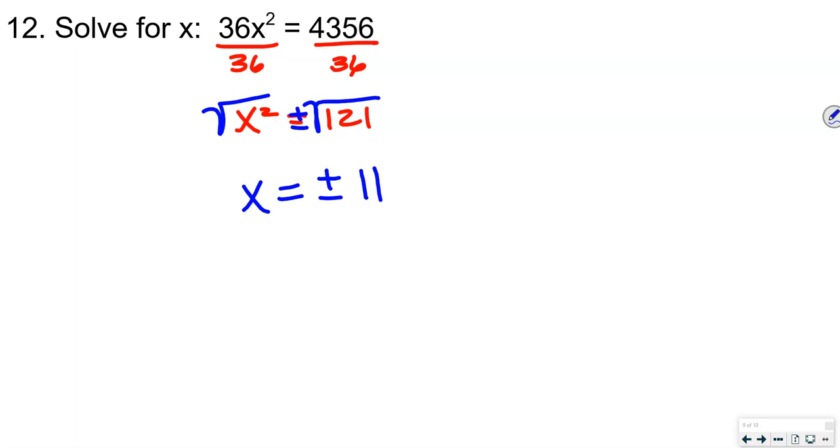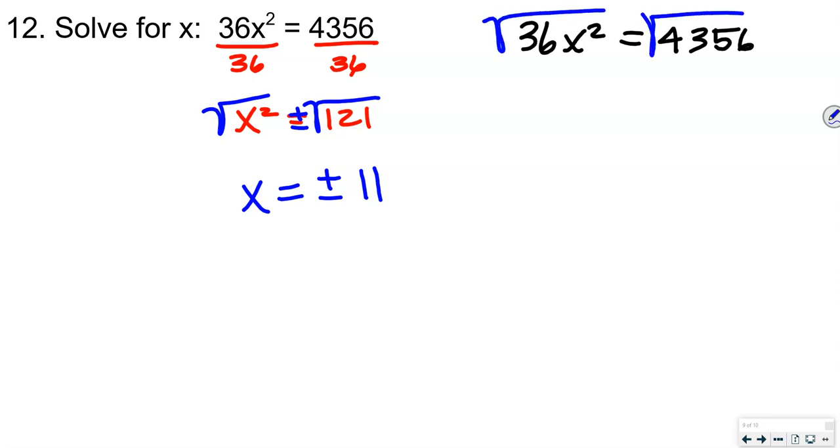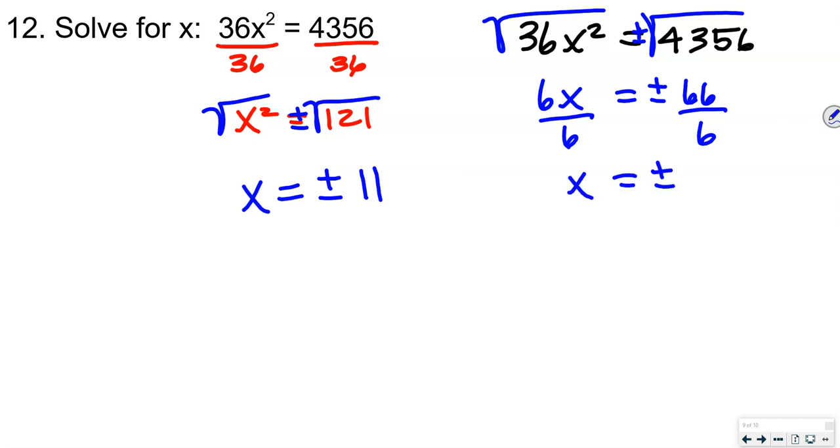Now I did have some students approach this a different way, so I'm going to show you guys that too. 36X squared equals 4356. So I had some of my students actually take the square root here and the square root there. So they noticed that this is 6x. And when they took the square root of 4356, now remember, you still got to put a plus or minus over here, okay? So this is still going to be plus or minus 66, right? And then you're going to divide again by 6 here. So x is going to be equal to plus or minus 66 divided by 6, which is 11. So either way, you get the same answer.